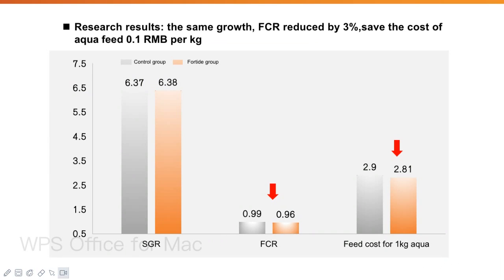The research results were that the Fortide group, with the same growth rate and FCR reduced by 3%, also reduced the cost of feed by 0.1 RMB per kilogram.